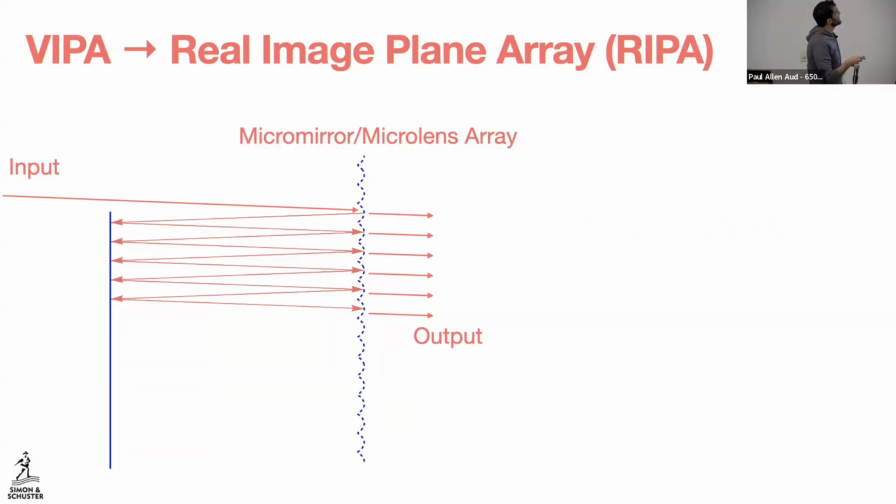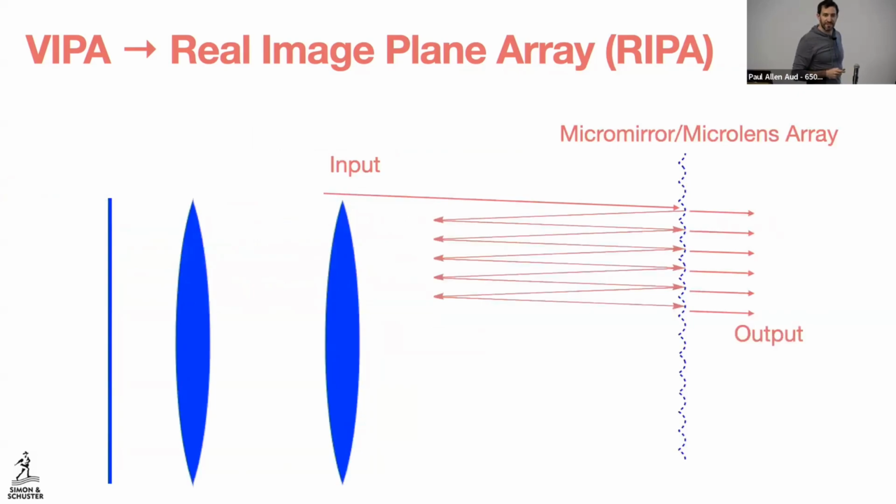And so this allows us to make this quite a bit longer, up to a couple of centimeters, and get tens of round trips, no problem, with off-the-shelf components. If you want to make it even longer, does anyone want to guess what you should do? You should add a 4F imaging system, of course, right?